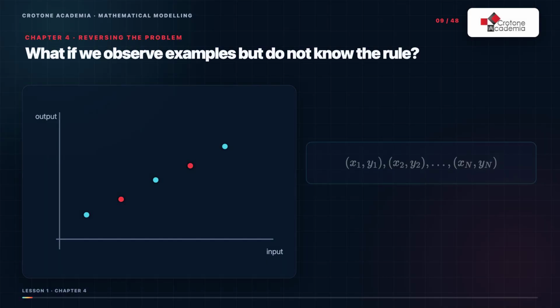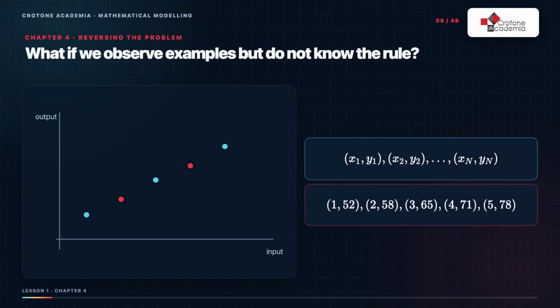Now reverse the situation. Imagine recording study time and examination score for 5 students. The observed pairs are 1 hour and 52, 2 and 58, 3 and 65, 4 and 71, and 5 and 78. We label the pair for observation i as x sub i, y sub i.